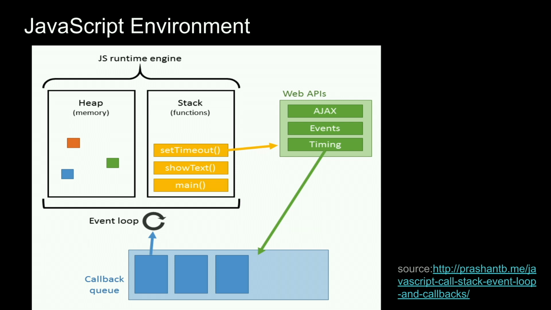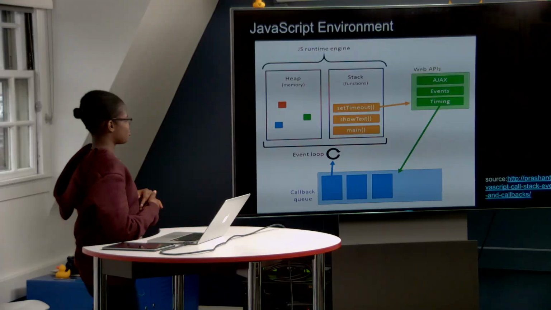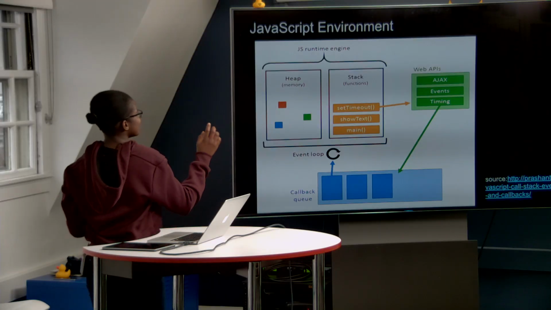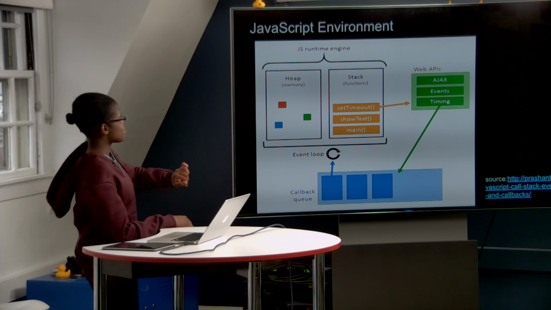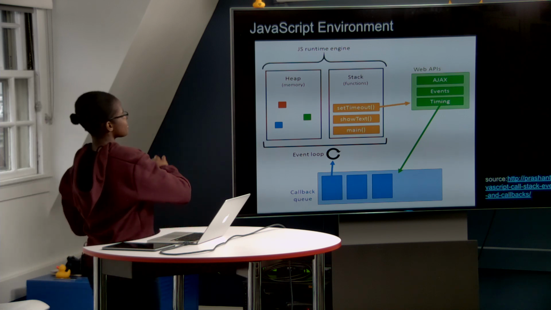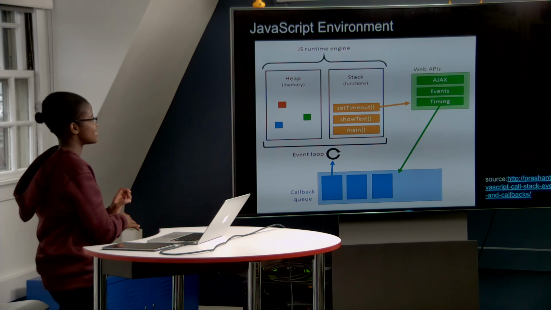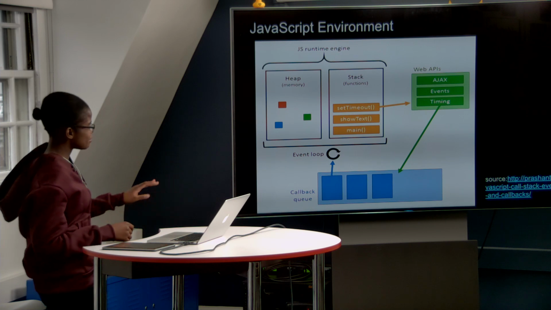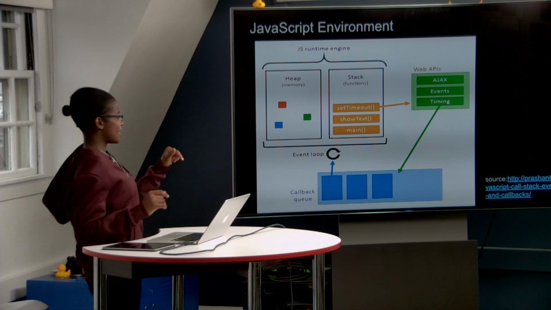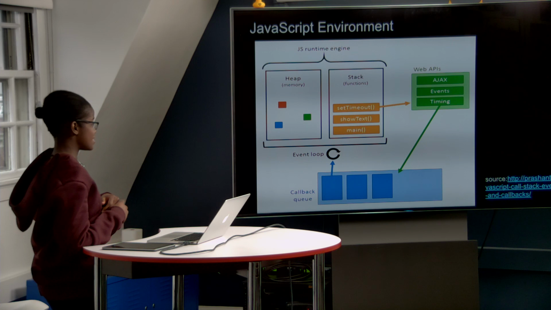whenever I call a function, it is popped onto the stack. And the function is only popped off the stack when my function actually returns. I have an example of this, and we'll see that in action. The whole JavaScript environment is not just made of the JavaScript runtime engine. You have some other features added to this environment, like web APIs, and then the event loop and the callback queue. And again, we're going to come back to this.